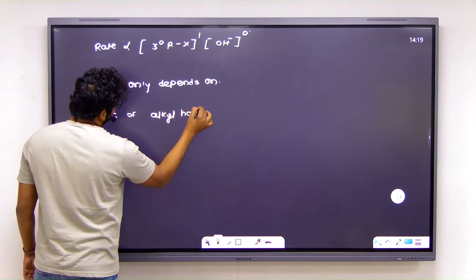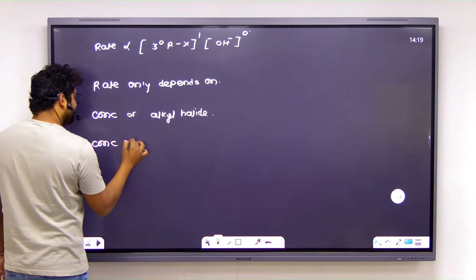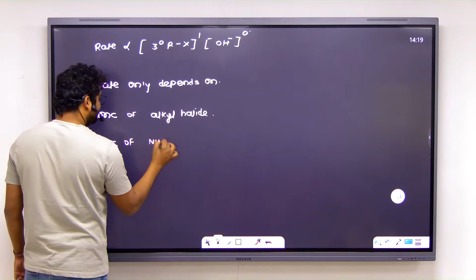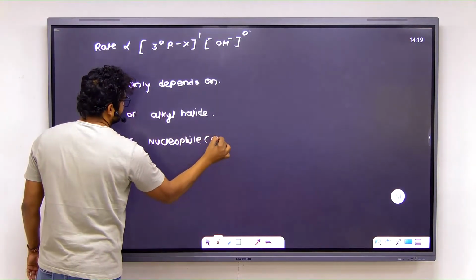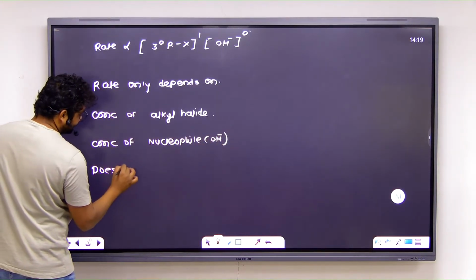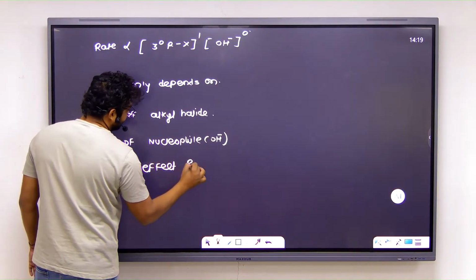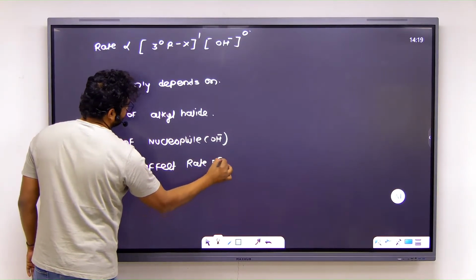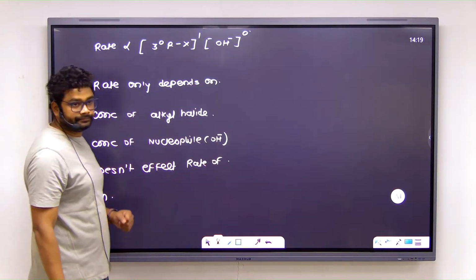Only the concentration of alkyl halide matters. The concentration of nucleophile doesn't affect the rate of reaction. रेट ऑफ रिॲक्शनला काही फरक पडलेला नाहीये.